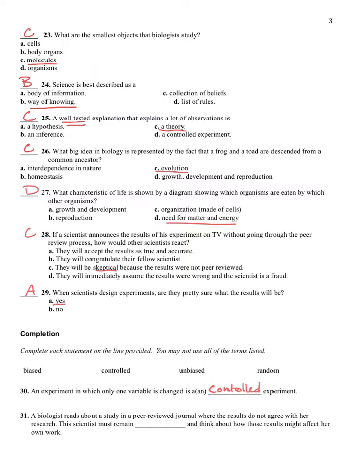And then number 31 says, a biologist reads about a study in a peer-reviewed journal where the results do not agree with her research. The scientist must remain unbiased and think about how those results might affect her own work. When a scientist reads information that has been well tested from another scientist, they need to remember that the scientific method helped yield those results, and so they need to view them with an unbiased lens.